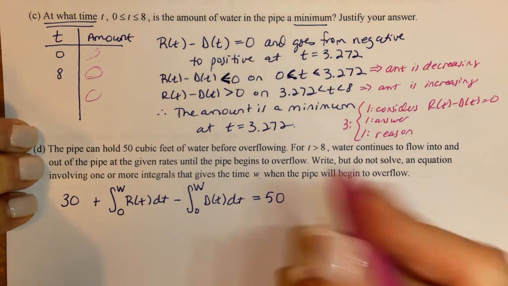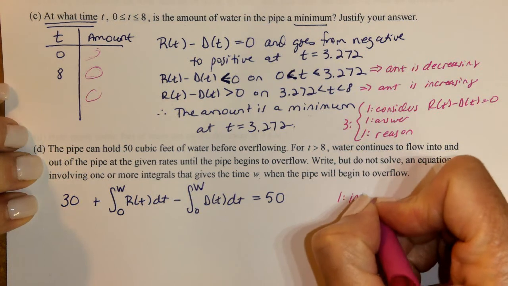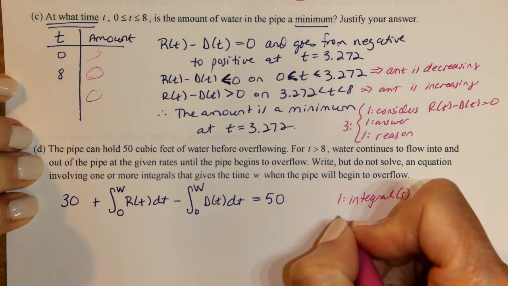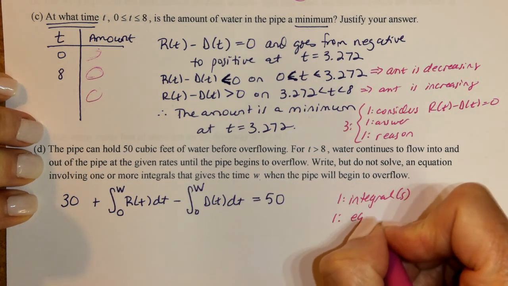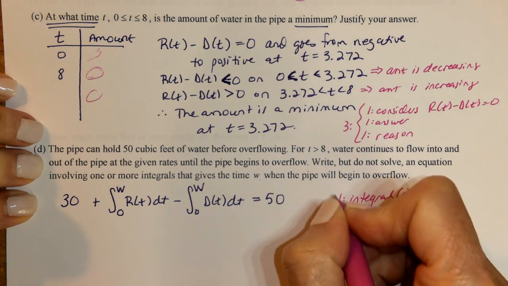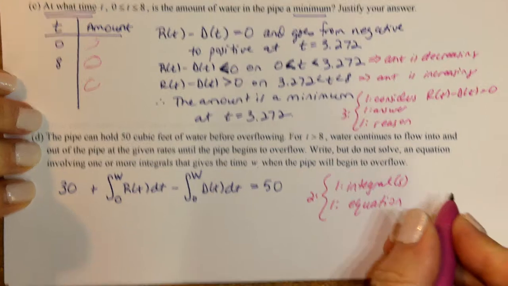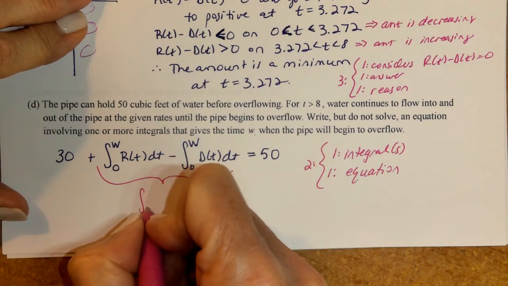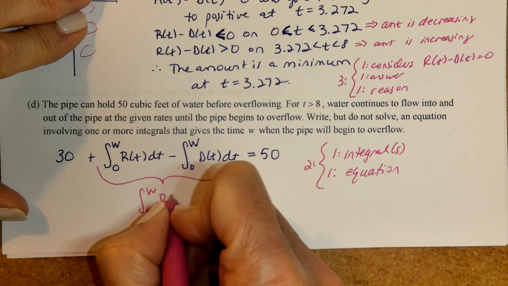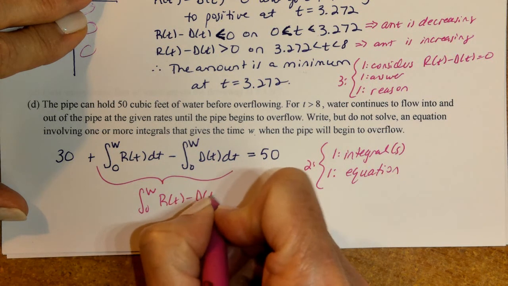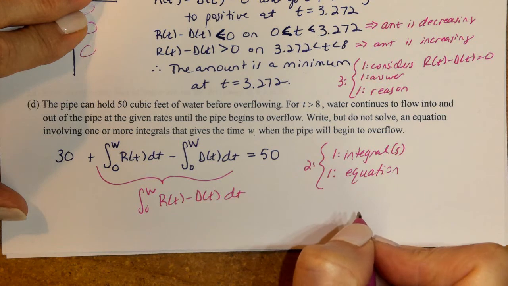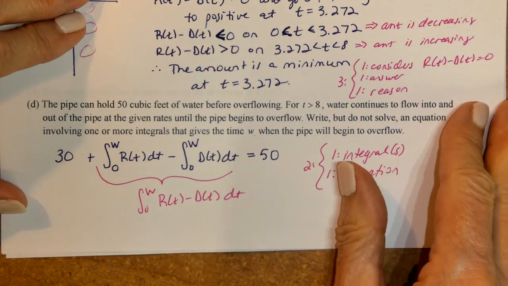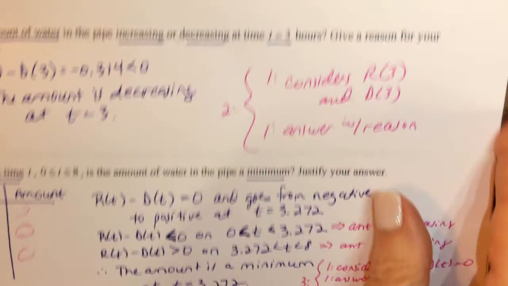This was worth 2 points. 1 point for the integral, or integrals, and 1 point for the equation. Does the equation make sense? If we had wanted to, we could have combined these two and just made it the integral 0 to W of R minus D dt. Could have done that too. All right, and that was the one from 2015.